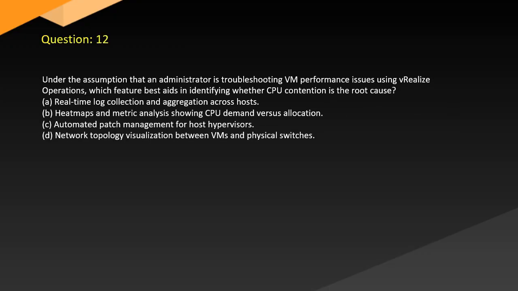Question 12. Under the assumption that an administrator is troubleshooting VM performance issues using Realize Operations, which feature best aids in identifying whether CPU contention is the root cause? A. Real-time log collection and aggregation across hosts. B. Heat maps and metric analysis showing CPU demand versus allocation. C. Automated patch management for host hypervisors. D. Network topology visualization between VMs and physical switches.